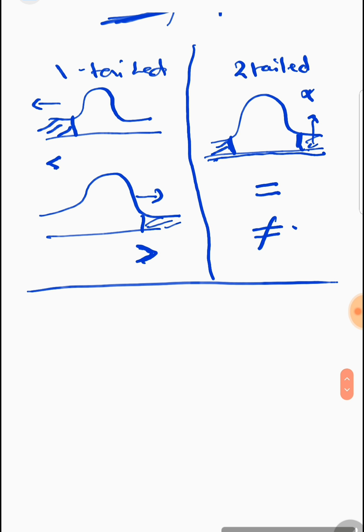So now that you have looked at the earlier example, let's try another example on one tail test. Alright, so we'll do that in the other video.